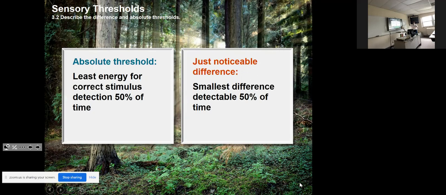Okay, are we pretty clear on the two of those? Okay, so threshold is the minimum amount of energy for us to detect it. JND, or just noticeable difference, is the change significant enough for us to be able to notice that a change is occurring. Okay.